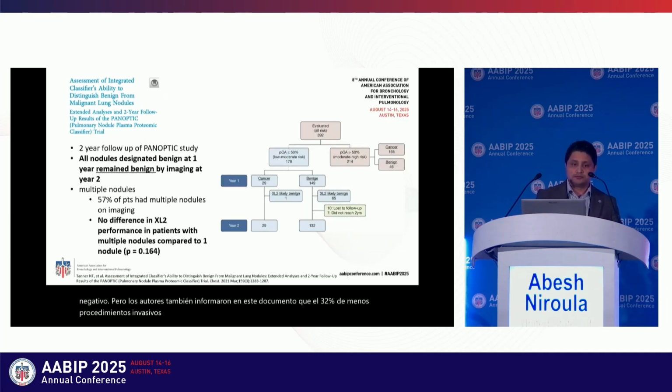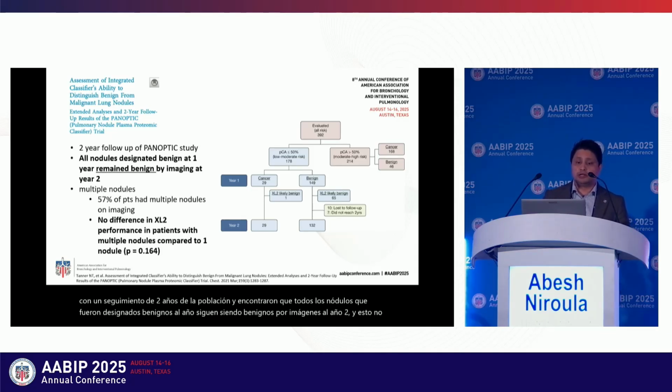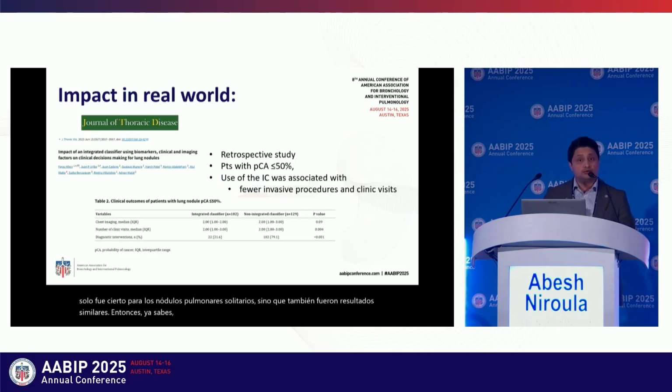But the authors also reported in this paper that 32% fewer invasive procedures would have been performed on benign nodules. This was followed up with a 2-year follow-up of the population, and they found that all nodules that were designated benign at 1 year remained benign by imaging at year 2. And this was not only true for solitary lung nodules, but there were also similar results in those who had multiple nodules. This has been further studied to look at the impact in the real world.